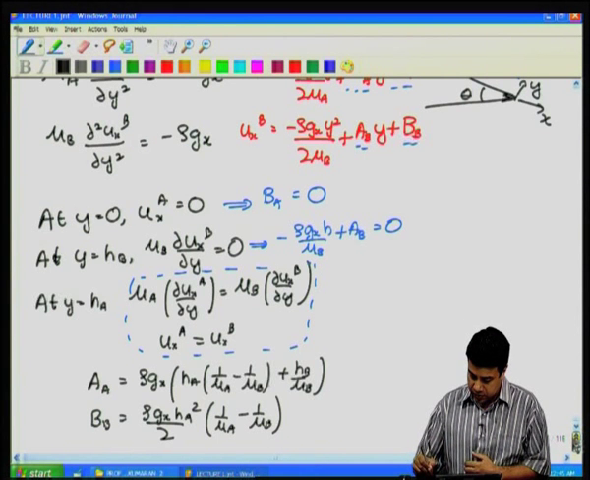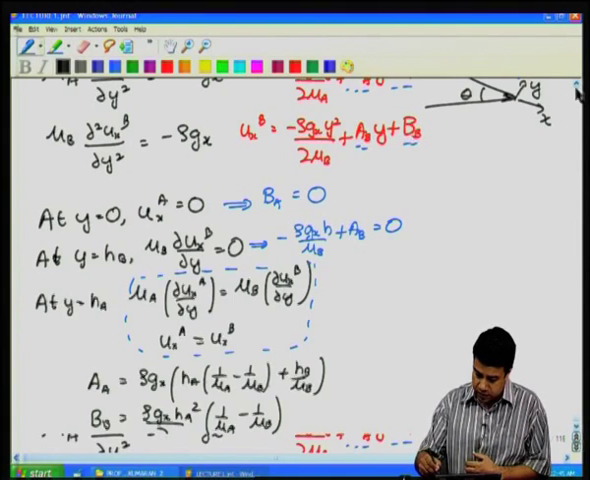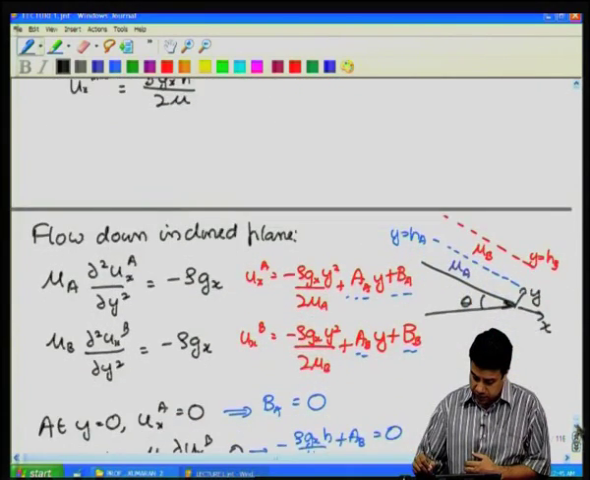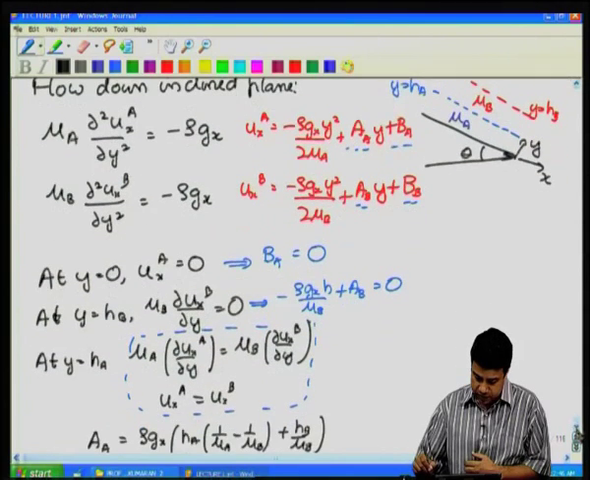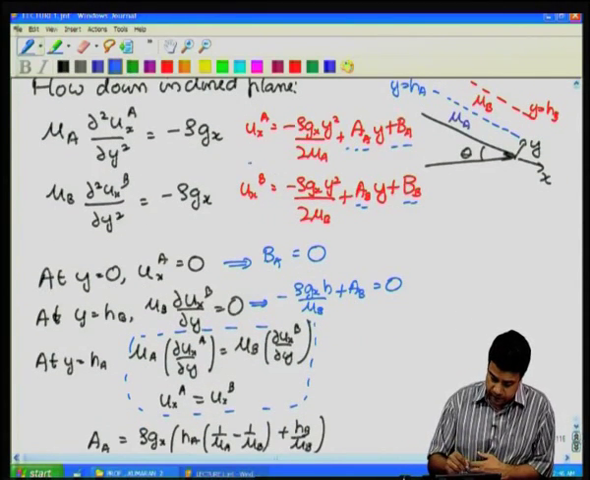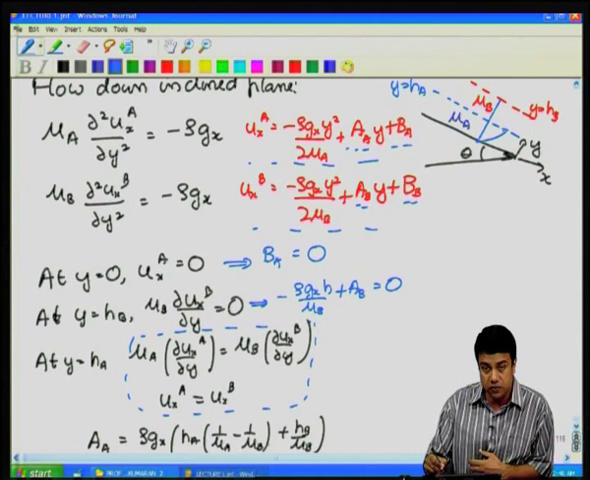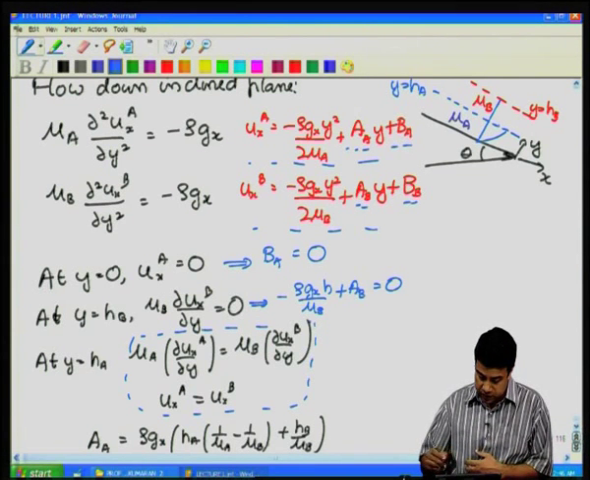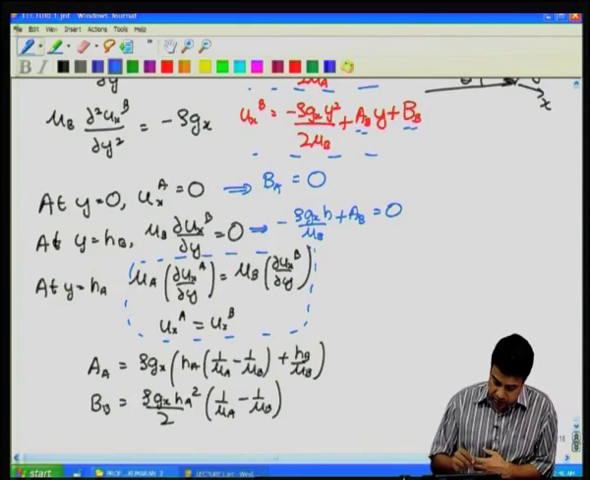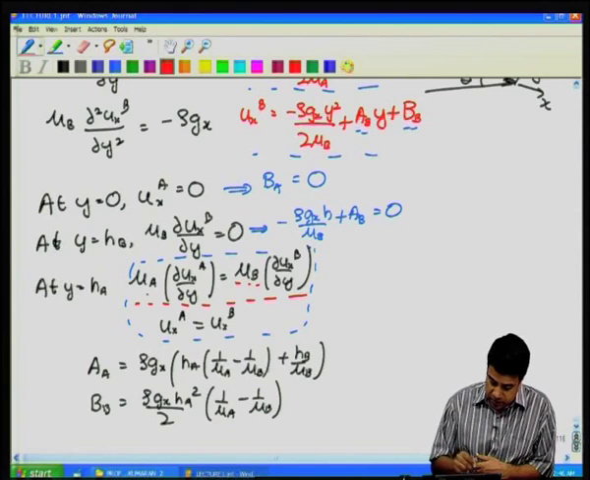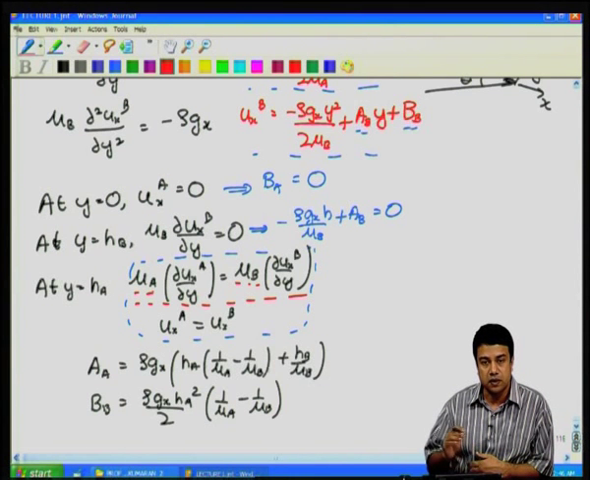Now, these both are quadratic equations, these are both parabolic velocity profiles, and therefore, the kind of profile that you will get here is something that will look like this. There will be a change in the slope at that point, because even though the shear stresses on both sides are equal, the viscosities are not equal. That means that the derivatives of the velocity at the interface will not be equal.